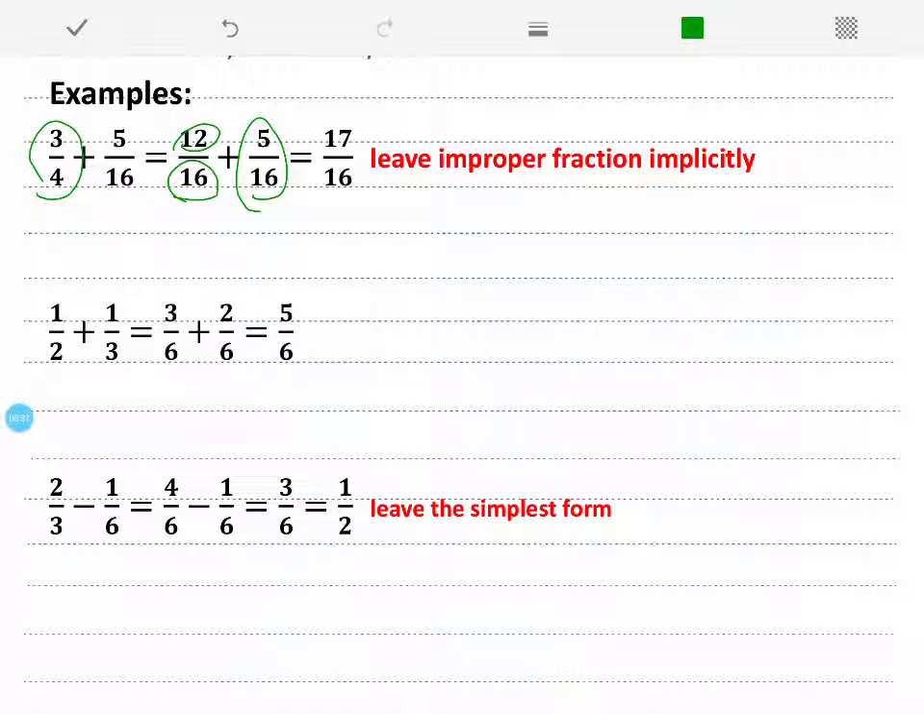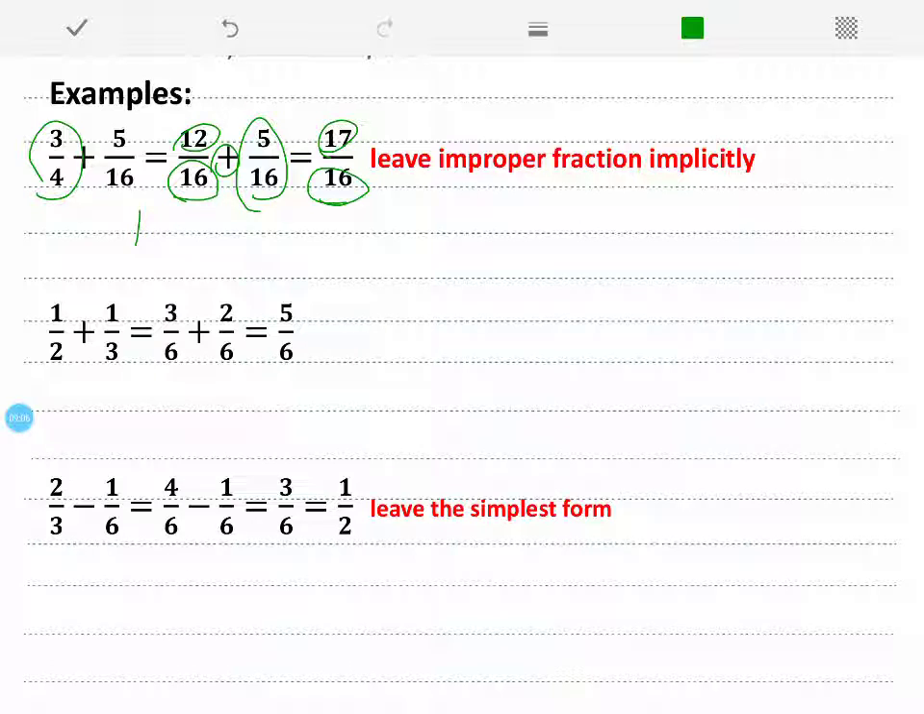Now, finally, you copy the denominator 16 at the bottom. You add the two numerators, because here it is add, then you add. If minus, then you minus. So 12 plus 5 is 17. Okay? If there is no further requirement to give you a mixed fraction as a result, leave the improper fraction. Improper fractions are usually the preferred form. Okay?